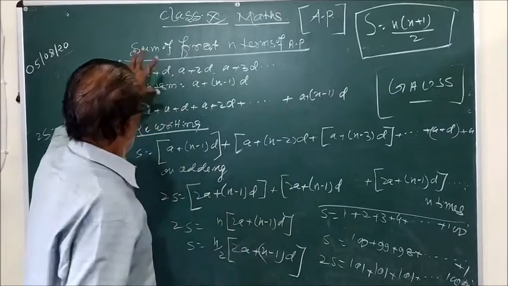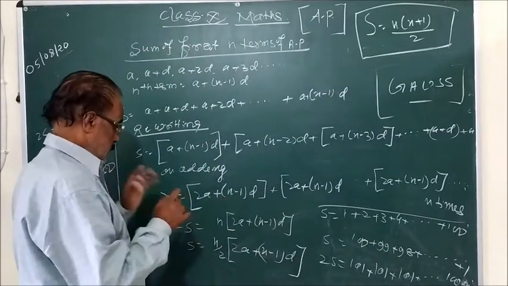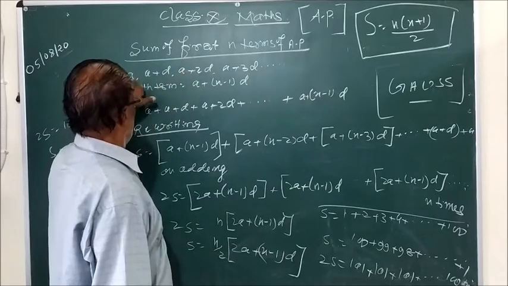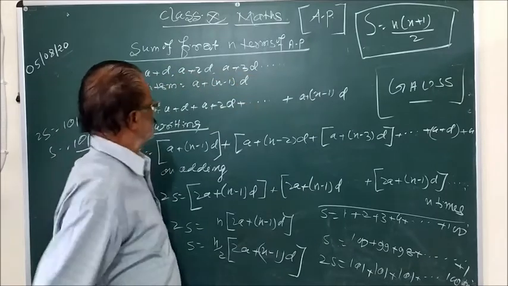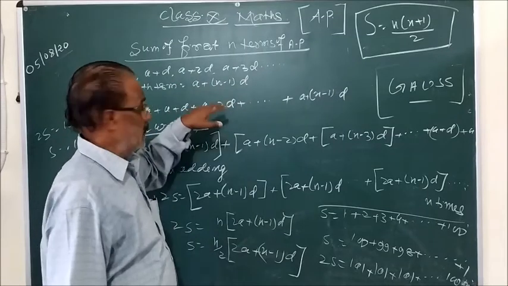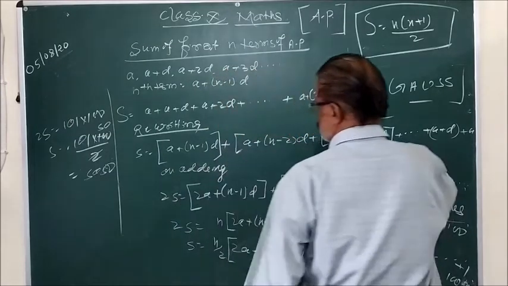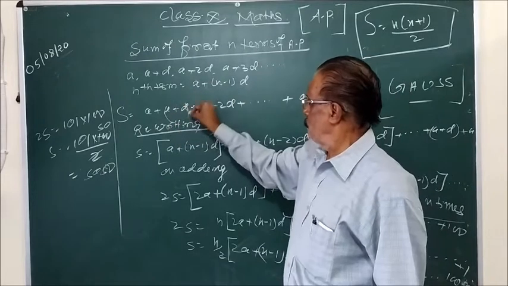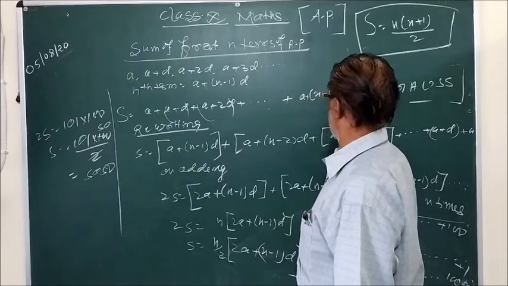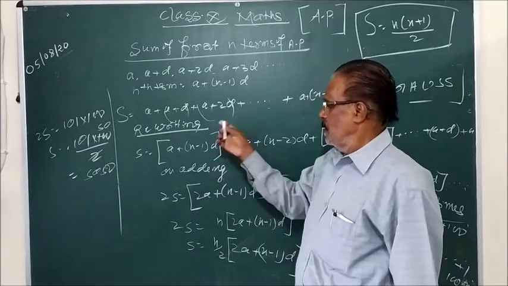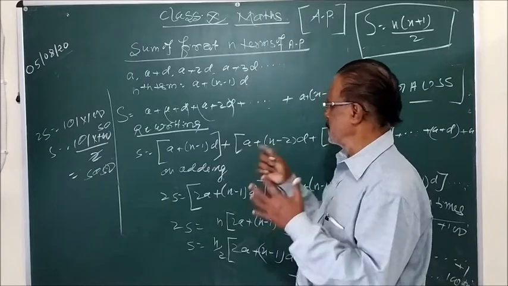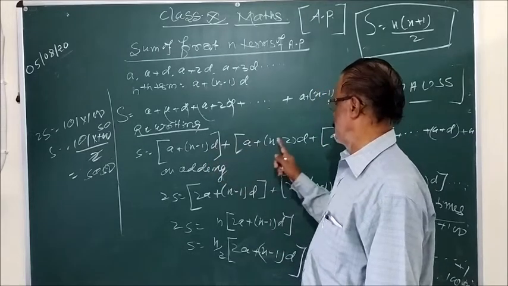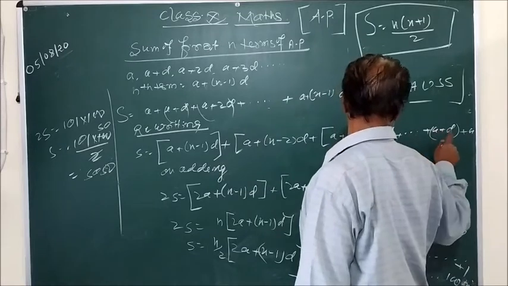Now I would like to explain how you get the formula for the sum of n terms. Suppose the terms are a, a plus d, a plus 2d, a plus 3d, dash dash. The nth term, as I have already explained, is a plus n minus 1 into d. Now find the sum of this: a plus a plus d plus a plus 2d plus dash dash plus a plus n minus 1 whole into d. We rewrite this by reversing the order: a plus n minus 1 into d, a plus n minus 2 into d, plus dash dash, a plus d, and plus a.